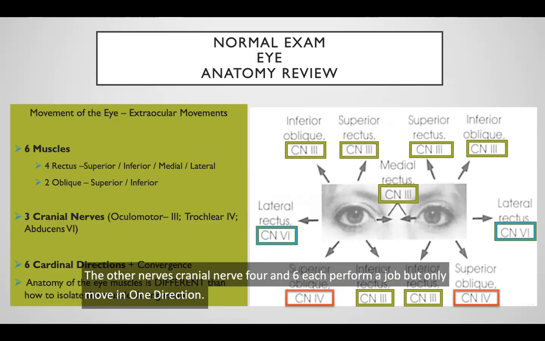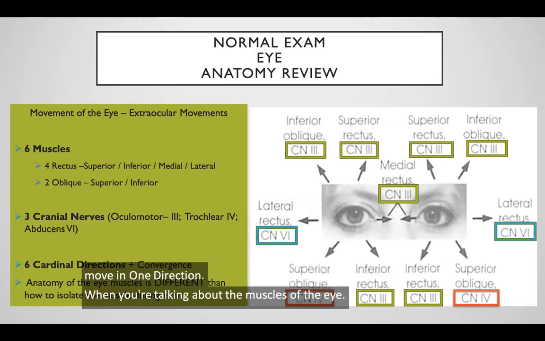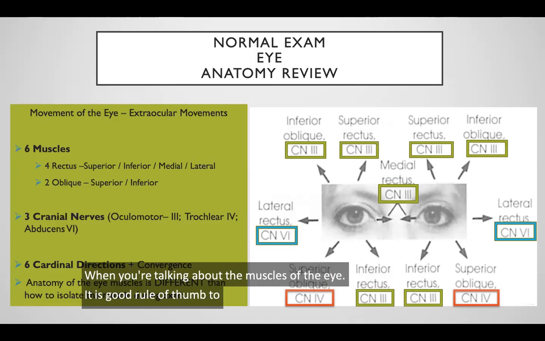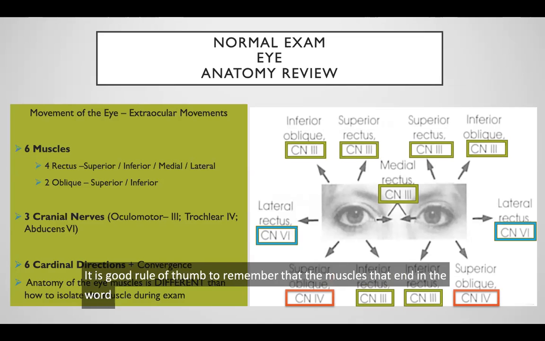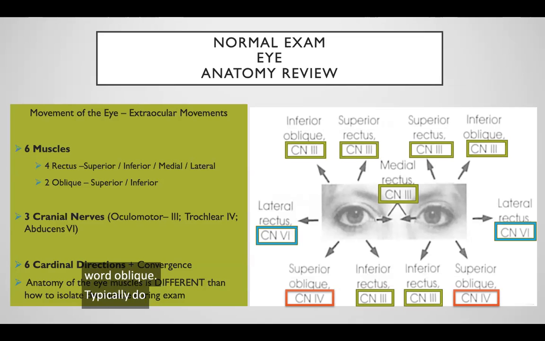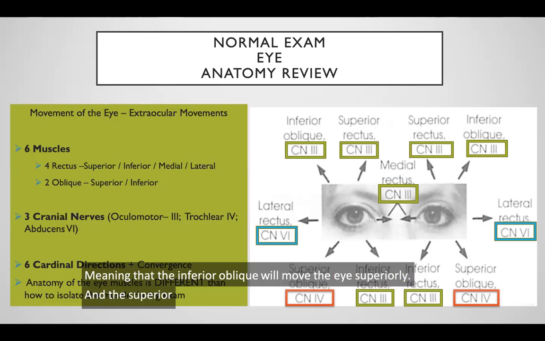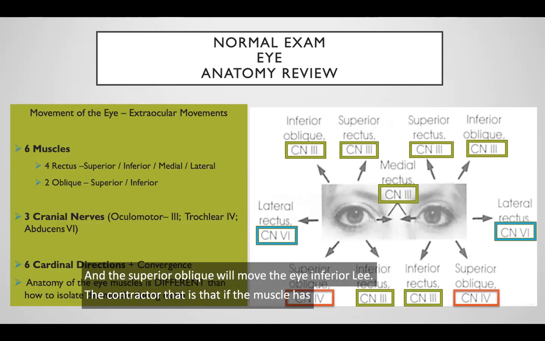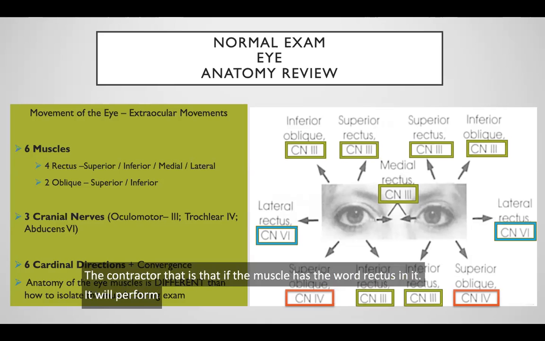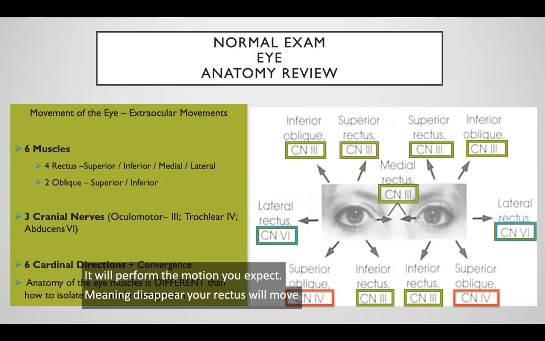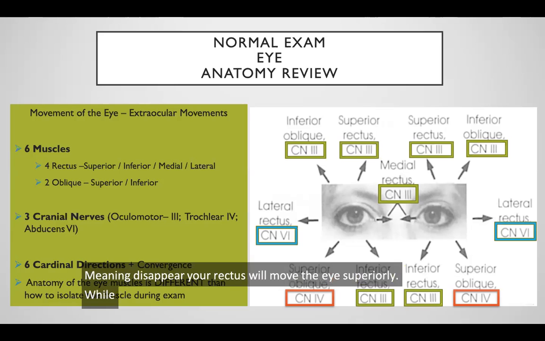When you're talking about the muscles of the eye, it is a good rule of thumb to remember that the muscles that end in the word oblique typically do the opposite of what you expect, meaning that the inferior oblique will move the eye superiorly, and the superior oblique will move the eye inferiorly. The contrast to that is that if the muscle has the word rectus in it, it will perform the motion you expect, meaning the superior rectus will move the eye superiorly, while the inferior rectus will move the eye inferiorly.